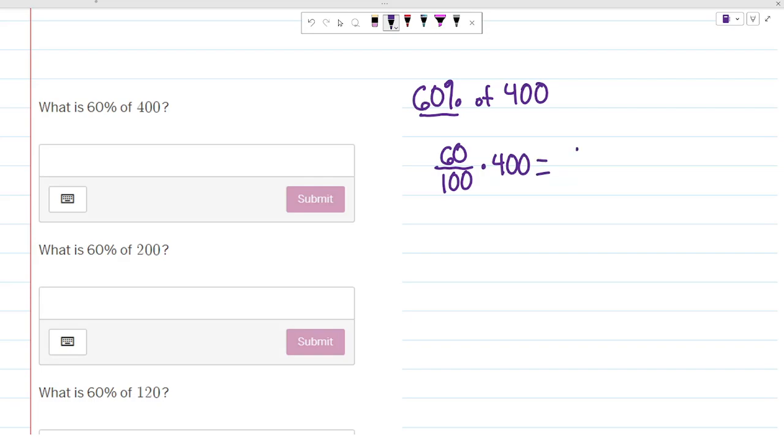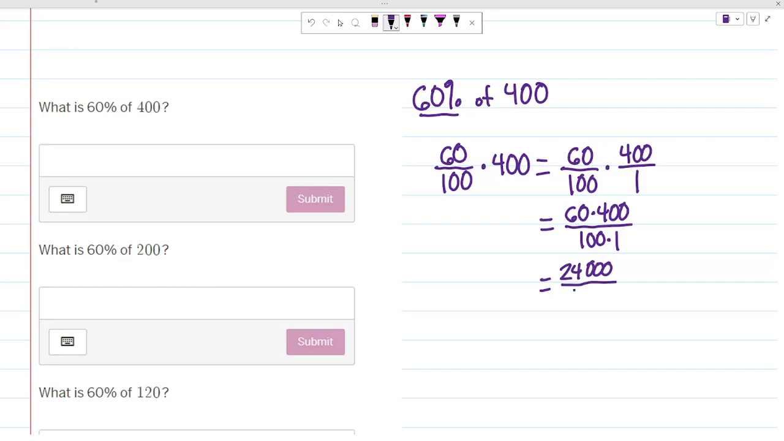So then it becomes 60 over 100 times 400 over 1. And how does fraction multiplication work? We can multiply the numerators, so 60 times 400. And we can multiply the denominators, 100 times 1. So then that product is going to be 6 times 4 is 24. We have 3 zeros total. And on the bottom we have 100.